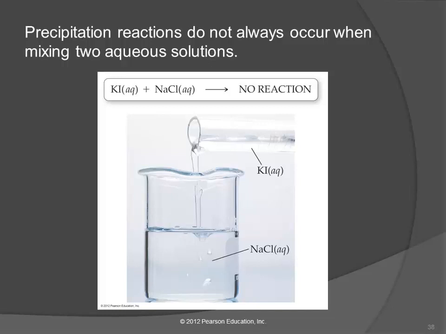Sometimes when you mix two aqueous solutions, you do not get a precipitate. You don't get one every time you mix two things. If we mix potassium iodide with sodium chloride, nothing happens. They just mix. Here's the potassium iodide and the sodium chloride, and then nothing happens. Okay, one of the evidences for a chemical reaction is the formation of a solid. There's no solid that forms here. There's no reaction. And so when we're writing the balanced chemical equation, we get off easy because we can just write no reaction, or you can even shorten that to NR for no reaction.